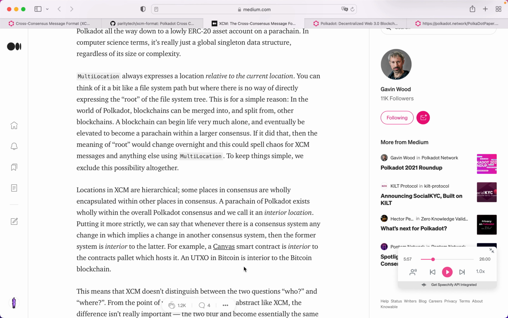In the world of Polkadot, blockchains can be merged into, and split from, other blockchains. A blockchain can begin life very much alone, and eventually be elevated to become a parachain within a larger consensus. If it did that, then the meaning of root would change overnight, and this could spell chaos for XCM messages and anything else using multi-location. To keep things simple, we excluded this possibility altogether.